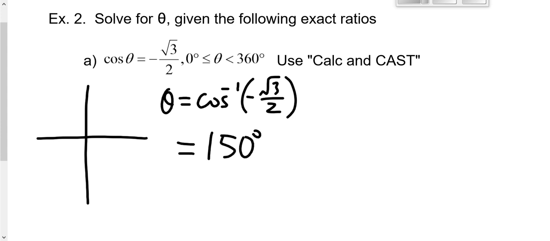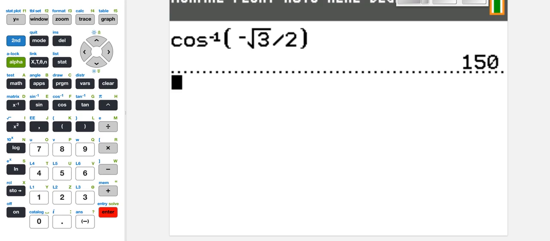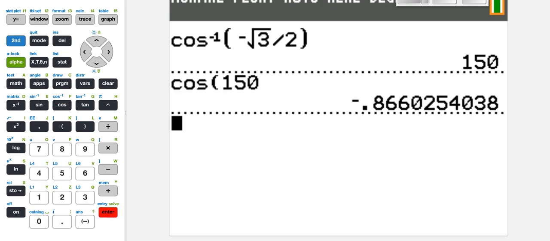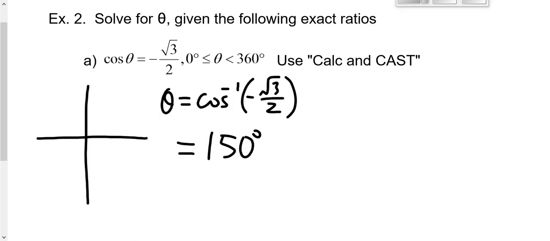150 degrees. So that means if your angle is 150 degrees, that will give you this trig ratio. You can double check your work if you want. Cos 150 gives you the exact same value of negative root 3 over 2. My question for you guys is, are we done? Hopefully you will tell me that no.